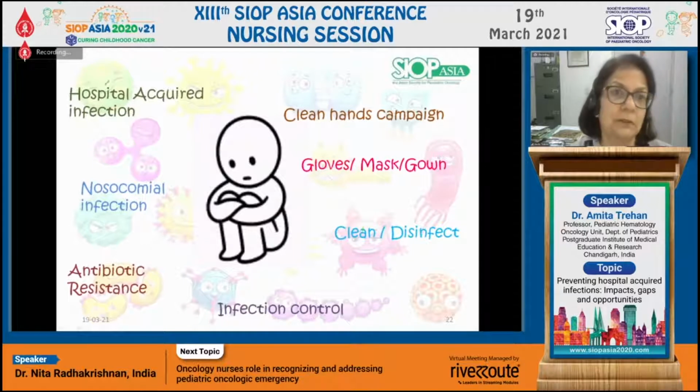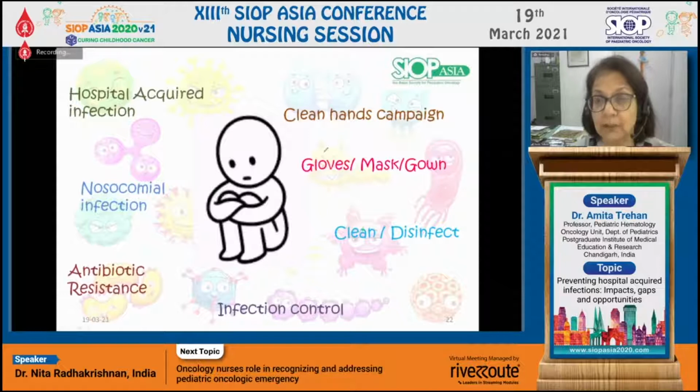Look after hospital acquired infection, nosocomial infection. This should increase antibiotic resistance. Please clean your hands. Keep washing your hands. Wear your gloves, mask, gown. And in the COVID pandemic, we've been going around with a mask stuck on our face for 1 year now. Clean, disinfect everything, do it frequently. Infection control is very important.